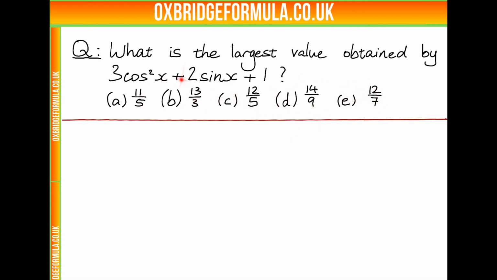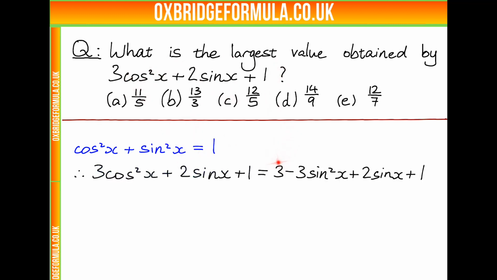Please note that it is not necessary to differentiate this expression in order to find its largest value. Okay, so our expression has a mix of cosines and sines. Is there any way we can rewrite this so that it only has one type of function in it? Well, indeed, we have a cos squared term, and we can use the Pythagorean identity, which is cos squared x plus sin squared x equals 1, in order to rewrite this expression, because cos squared x is just 1 minus sin squared x. So therefore we can see that this expression is the same as 3 minus 3 sin squared x plus 2 sin x plus 1.